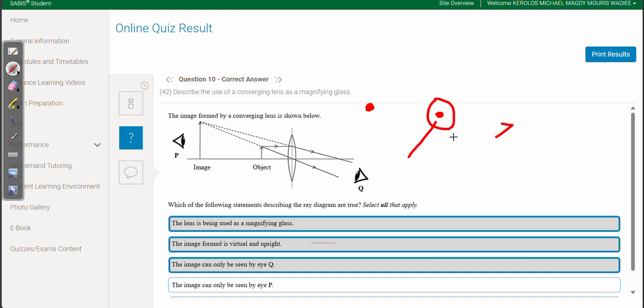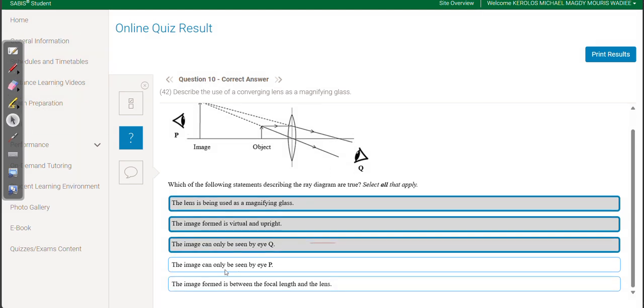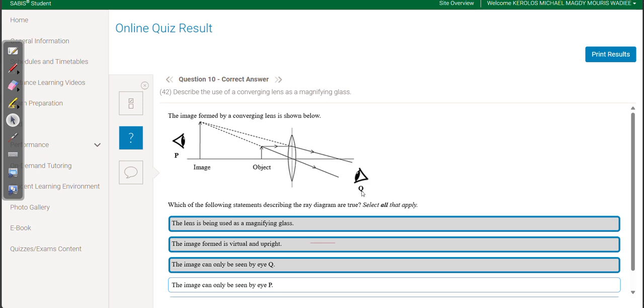So this is how it works. If you're looking at this object through the magnifying glass, it will appear magnified, but the virtual image formed, you cannot see it. Your eyes cannot go like this. The other person from the other side will be able to see it like this. This is basically it.